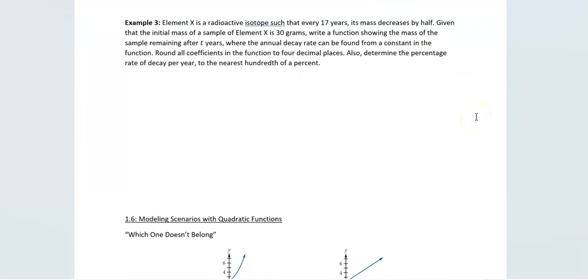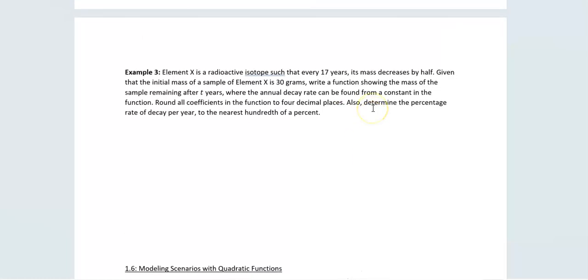Now we have one more word problem, and like in the last section, we're going to have to use a formula that represents something, and we'll plug things in. So the formula we're going to use for this problem is actually f of t equals a times 0.5 to the t over h.